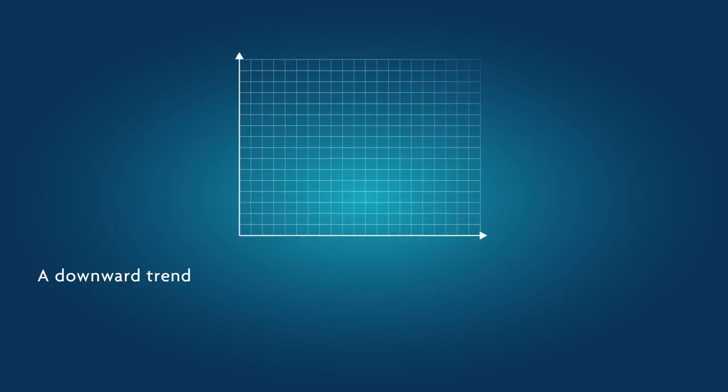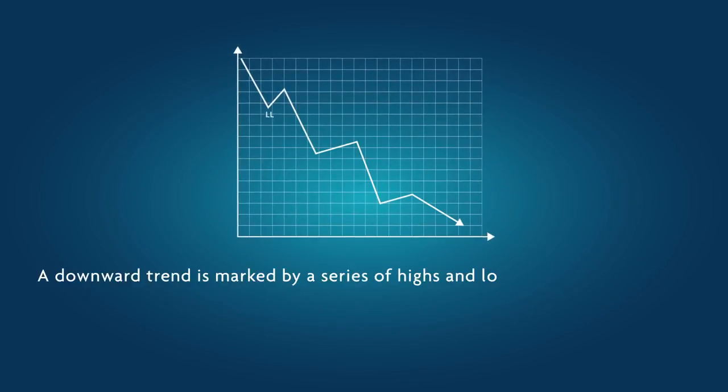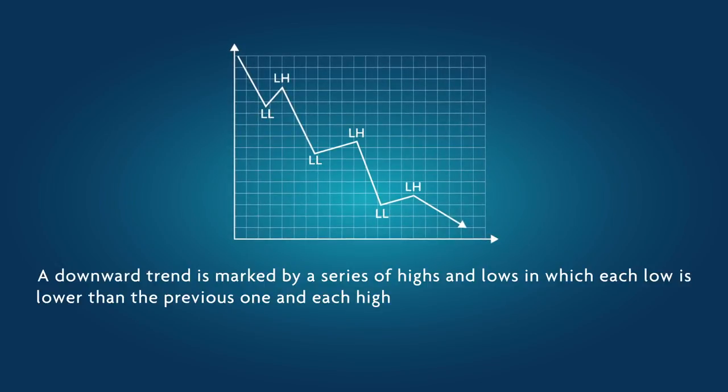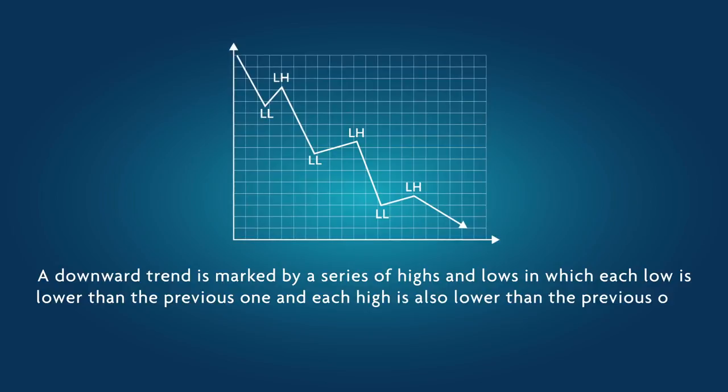A downward trend is marked by a series of highs and lows in which each low is lower than the previous one, and each high is also lower than the previous one. This series is defined by lower highs and lower lows.